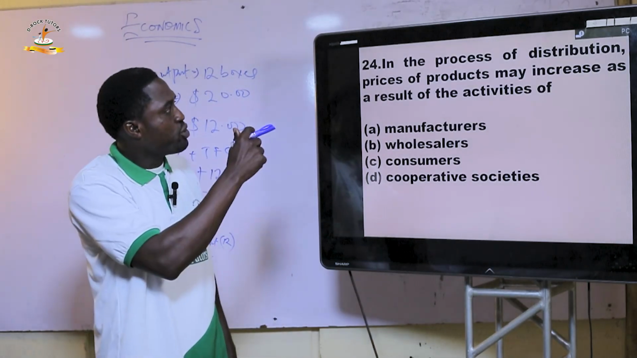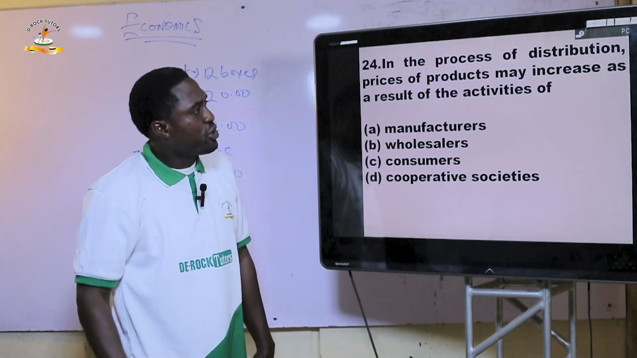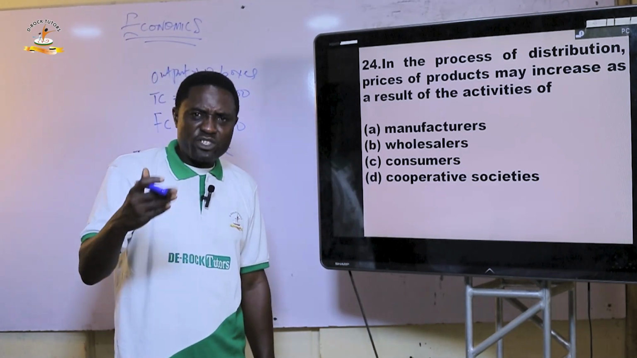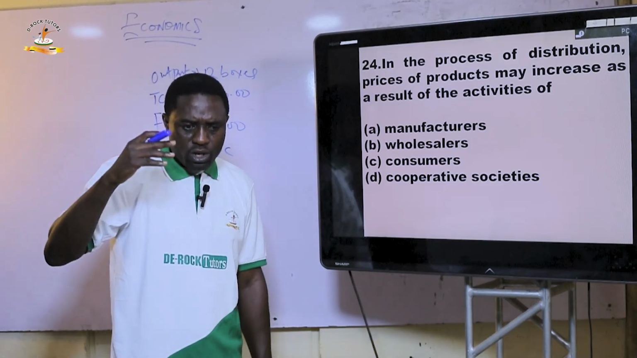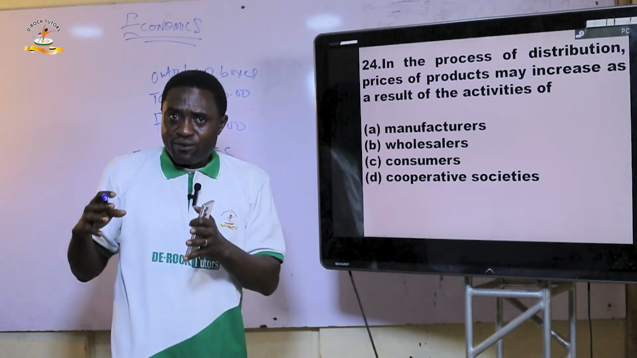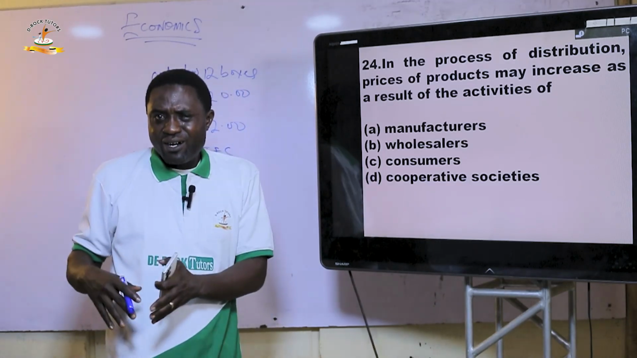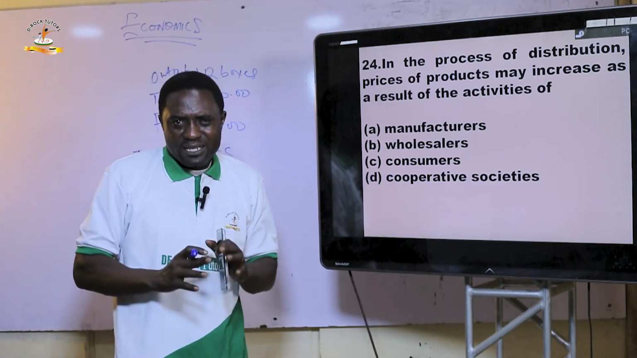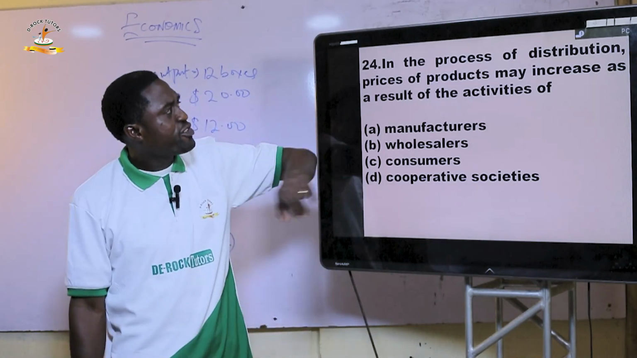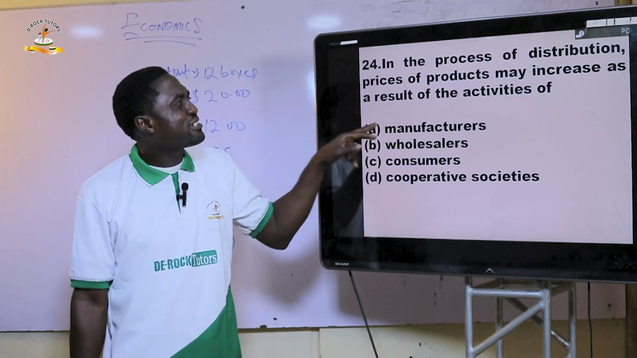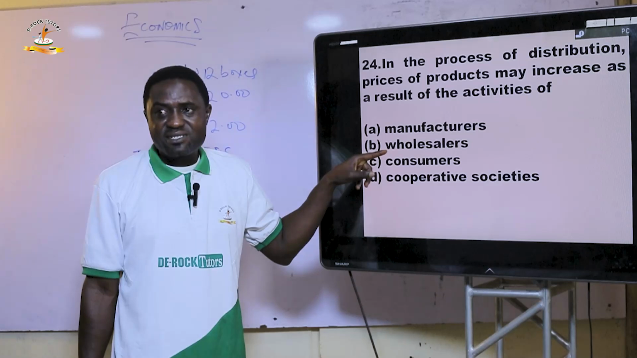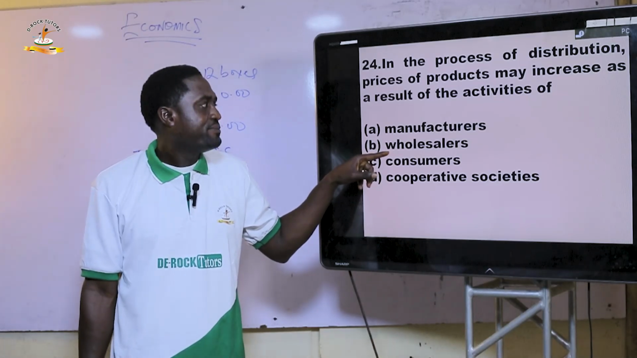In the process of distribution, prices of products may increase as a result of the activities of what? When you talk about distribution, channel of distribution, you talk about from a manufacturer to the wholesaler, from wholesaler to retailer, from retailer to the final consumer. That is the production chain. So in the process of distribution, prices of products may increase as a result of the activities of wholesalers. Wholesalers is the middle person.